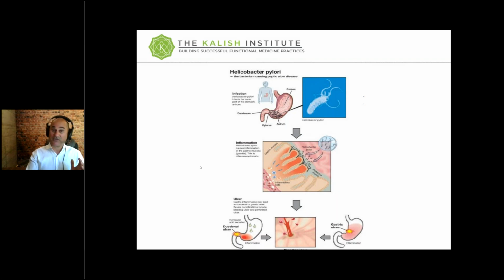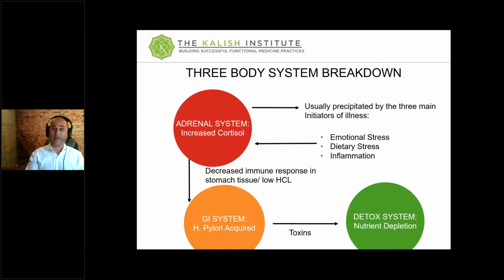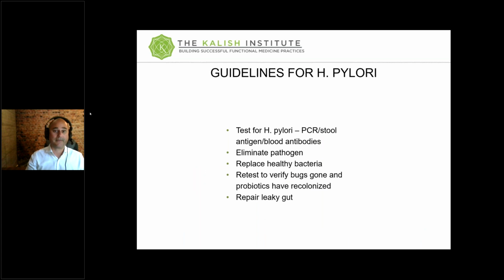And not everybody's gonna have GI symptoms, right? That's the tricky part. But what we're thinking about is there's an emotional stress that either allows the person to acquire H. pylori or triggers H. pylori that was already present, and now all of a sudden they have a problem. Okay. There's a whole bunch of different ways to test for it. PCR, stool antigens, blood antibodies, a million different ways to test for it.